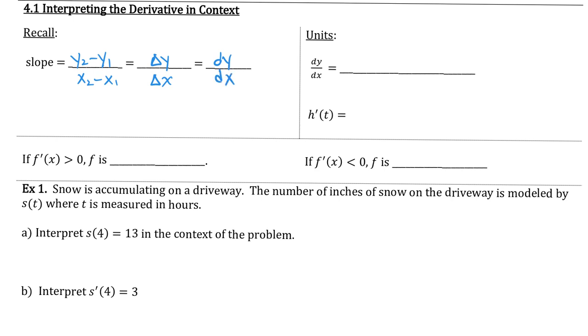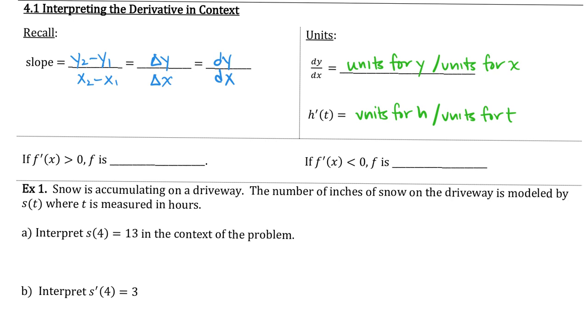Now if we're doing the units for dy dx, this is the units for y at the top and the units for x at the bottom. So my units will be units for y over units for x. If we're doing the notation h prime of 2, then it's going to be the units for h over the units for time, because this is representing the change in h over the change in time.